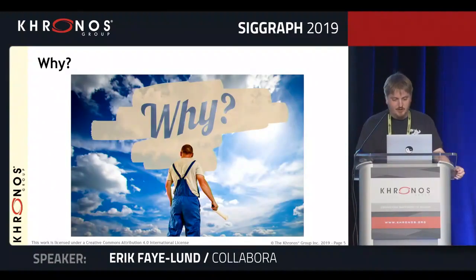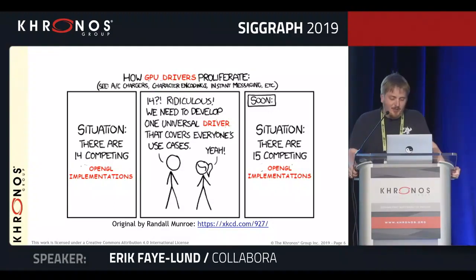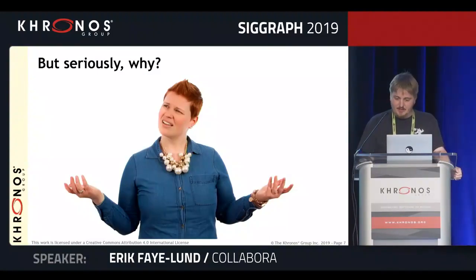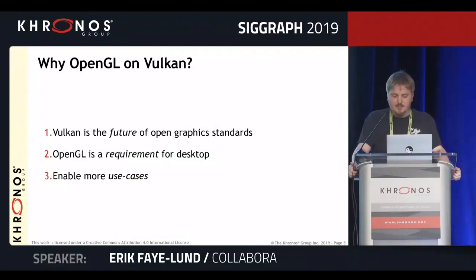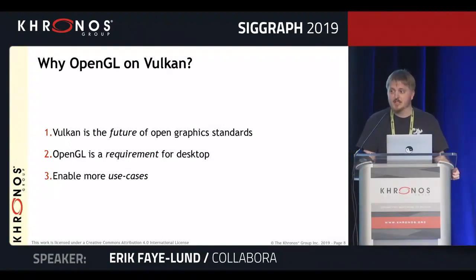So why would we want to implement OpenGL on top of Vulkan? We start with this. This is more or less a joke. There's a lot of implementations out there. They have differences, and that can get tricky. But there's some more reasons than that. I think there's three major reasons. One is that Vulkan is the future of open graphics standards. But at the same time, OpenGL is a requirement for desktop. But we can also, in addition to this, enable more use cases.